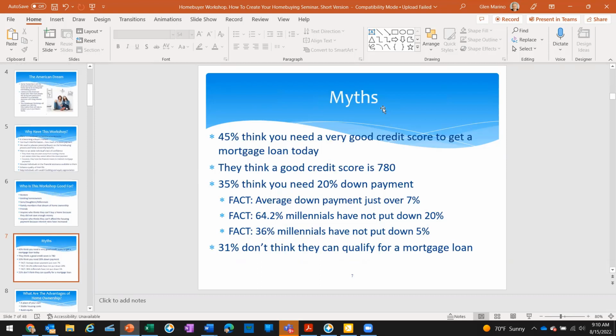Some of the myths that we have to dispel are 45% think they need a very good credit score to get a mortgage today. They think a good credit score is 780 or better. 35% think they need 20% down payments. The fact is the average down payment is just over 7%. 64% have not put down 20%. 36% have not even put down 5%. 31% think they don't qualify for a mortgage loan.